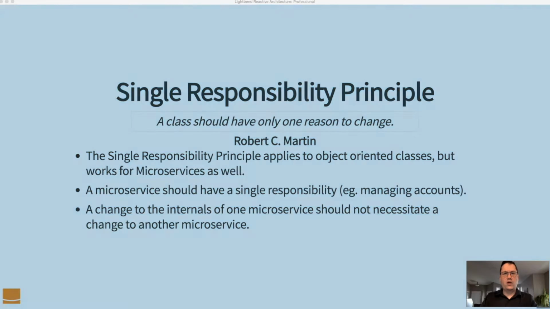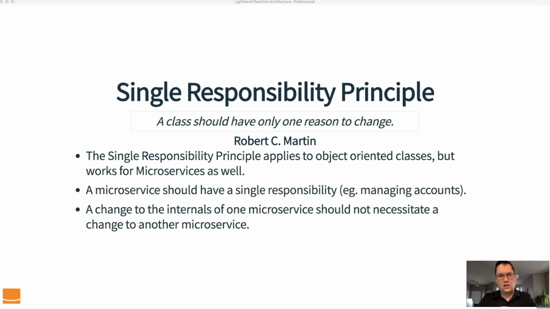And to do that, we want to go back to Robert C. Martin, also known as Uncle Bob. He came up with something that he calls the single responsibility principle. Now, in actual fact, when he came up with this, he wasn't talking about microservices. He was talking about classes in an object-oriented system. And what he said was that a class should have only one reason to change. That's the single responsibility principle. But this idea works well for microservices.